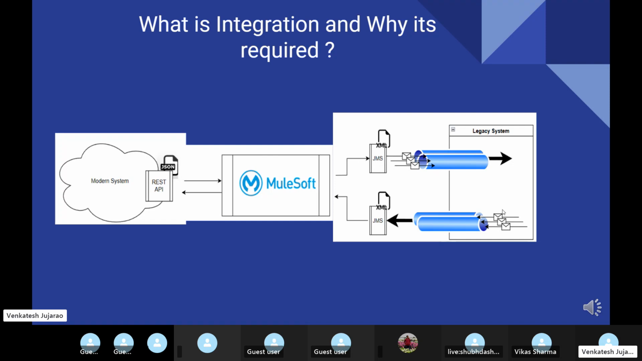Similarly, whenever the legacy system has to push back some data to a modern system, we will have a queue listener which will accept the message in XML format on that queue. MuleSoft does the transformation and then sends the details in JSON format back to the modern system. This is how we create an integration to overcome the limitation of the legacy system, so that the modern system can expose the data available in the legacy system. This is why integration is required, and that's what we do in integration.